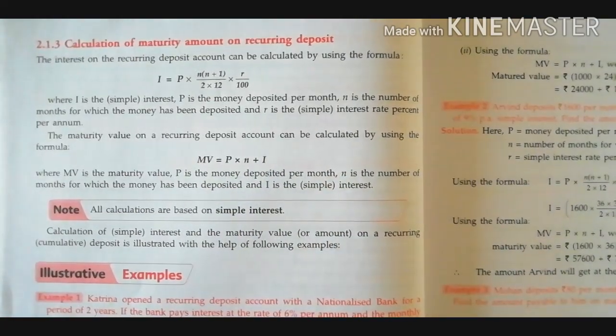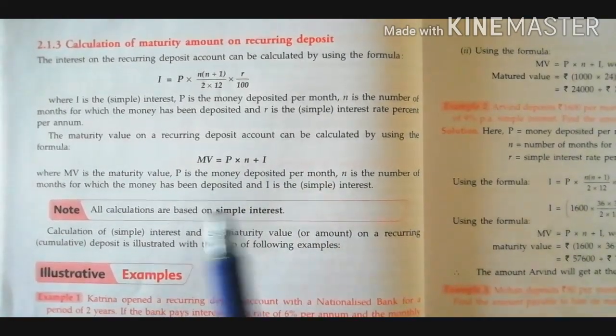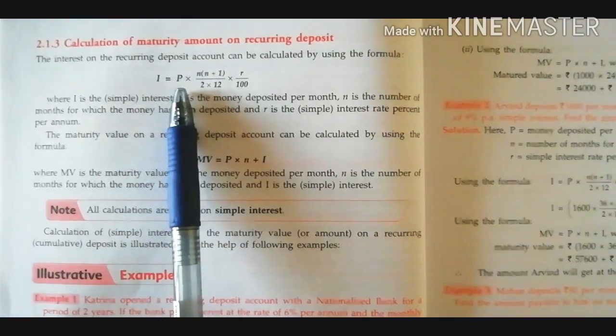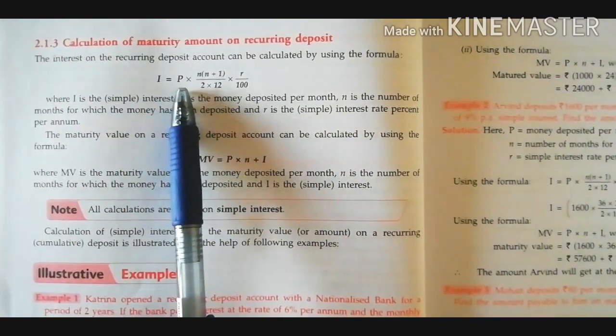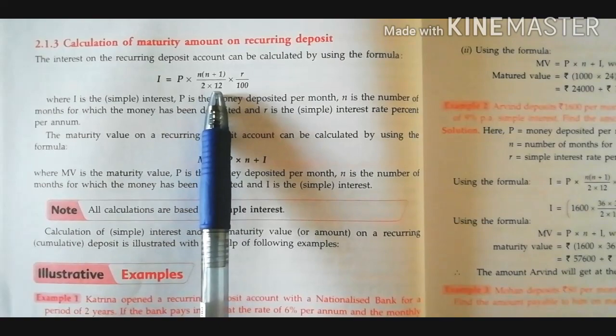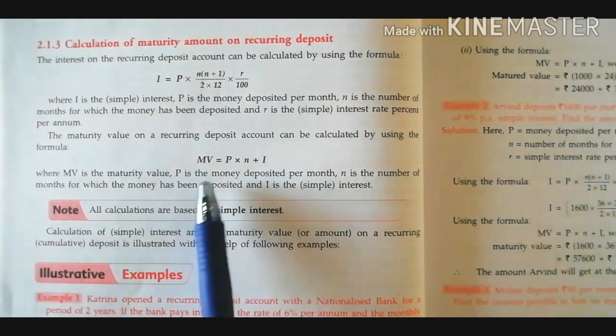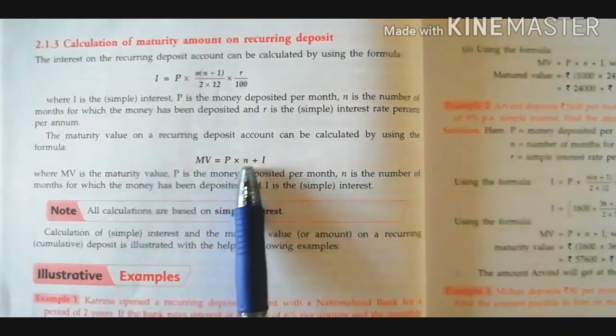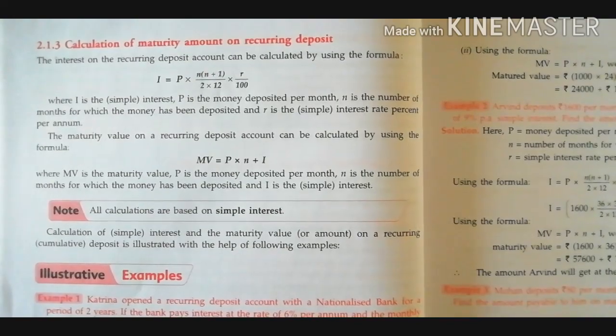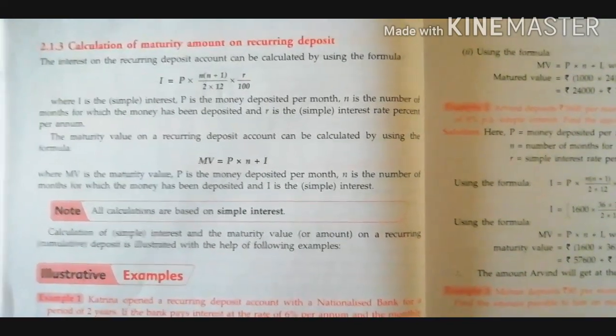So that is a formula. Here you have to remember these two formulas. How to find the interest? Interest is equal to P into n into n plus 1 divided by 2 into 12 into r by 100, and maturity value is equal to P into N plus I. So you have to remember these formulas.